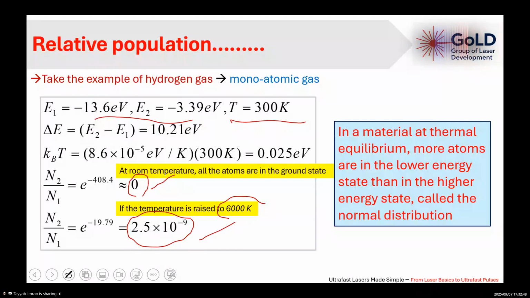This sentence is important here. In thermal equilibrium, more atoms are in the lower energy state than in the higher energy state, or equal, which is the extreme case. So it's a normal distribution. We have to break this distribution to have lasing action.